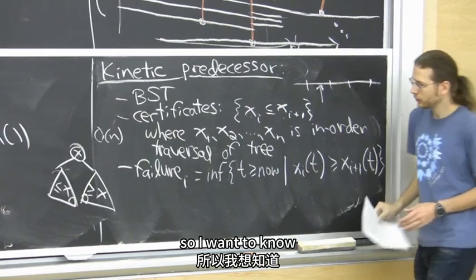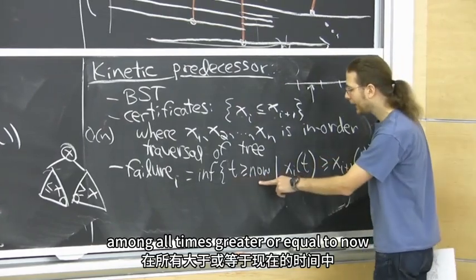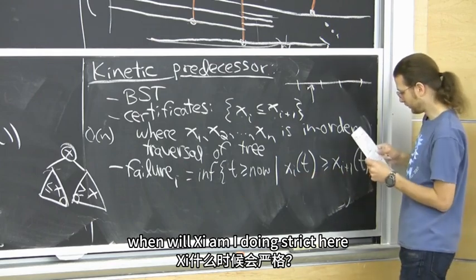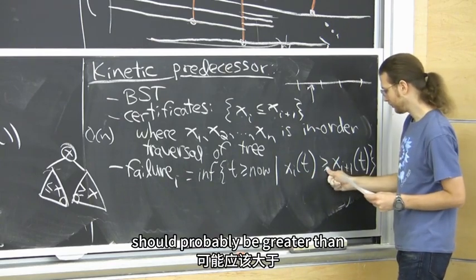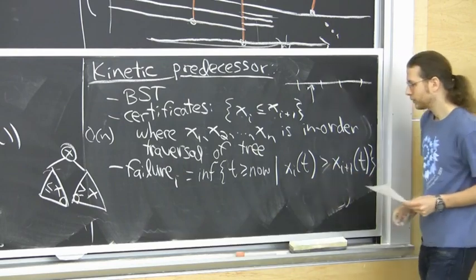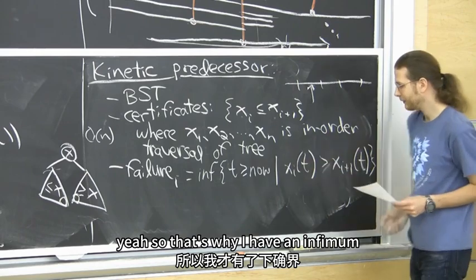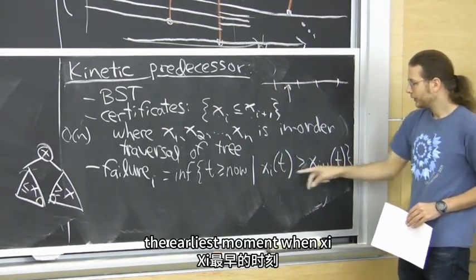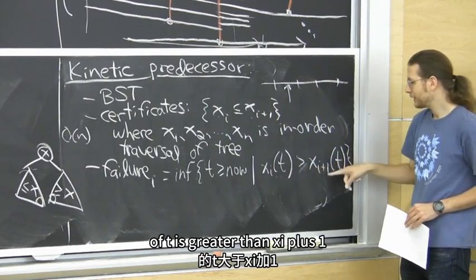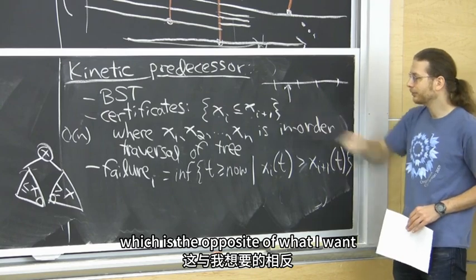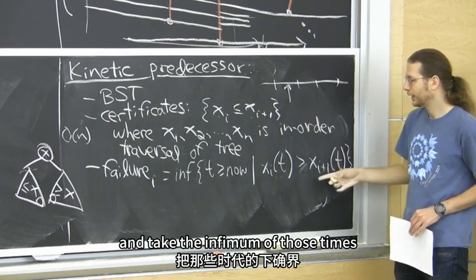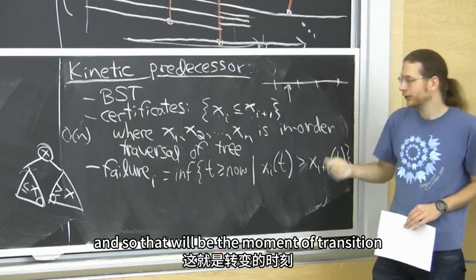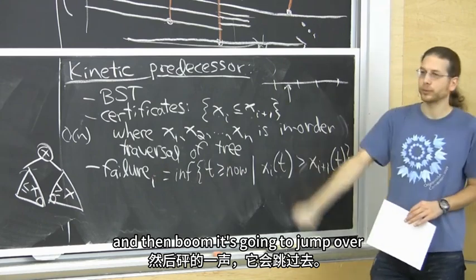So I want to know, among all times greater or equal to now, when will xi, am I doing strict here? Should probably be greater than. Yeah, so that's why I have an infimum. I take the earliest moment when xi of t is greater than xi plus 1, which is the opposite of what I want, and take the infimum of those times. And so that will be the moment of transition when they're equal, and then boom, it's going to jump over.